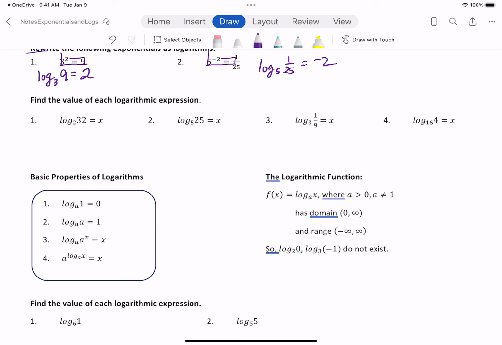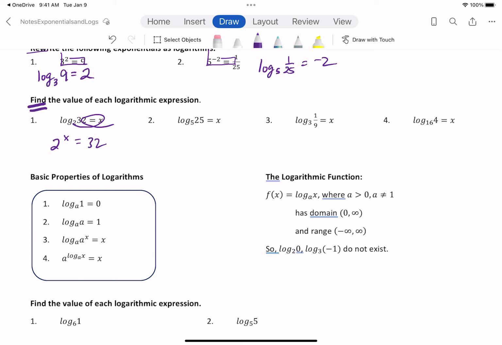Alright, so the next ones, these again are changing to find. So what we're going to need to do is first rewrite them, and we're actually going to be looking for an answer or a solution this time. So if it's given as a log, we're going to rewrite it as an exponential. So remember, if we're going to rewrite it as an exponential, we're looking for the E shape. So it's 2 to the x equals 32.